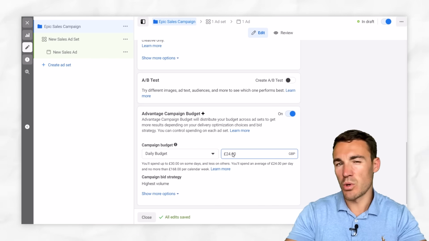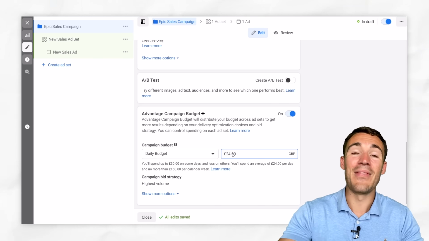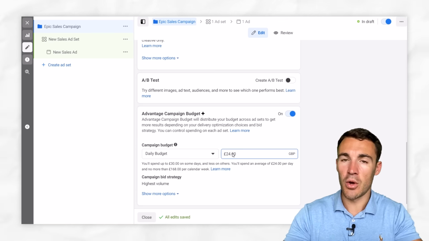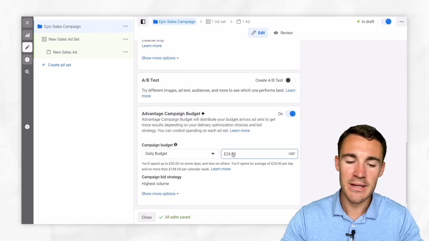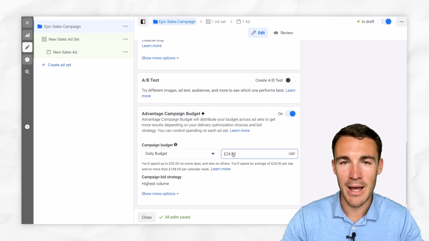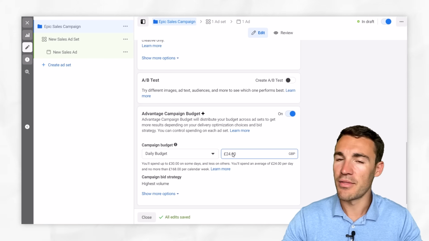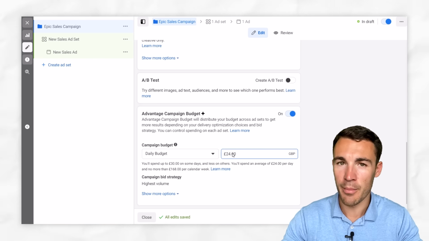Don't duplicate, what's often referred to as horizontal scaling, and then run things that are identical alongside each other thinking that's a good way to spend money. That is not a good way to go. As I said, auction overlap is going to eat your campaigns up. One of them, at least, is not going to perform well at all.